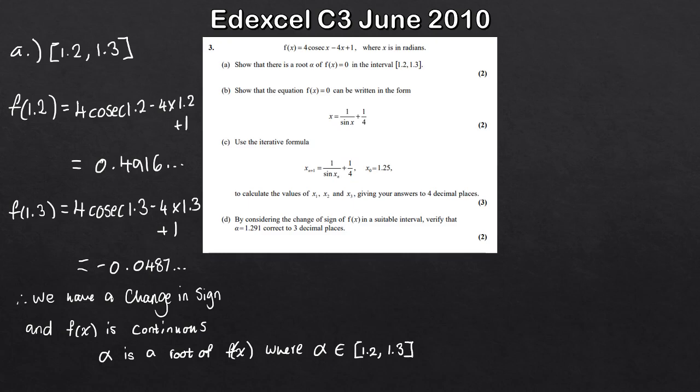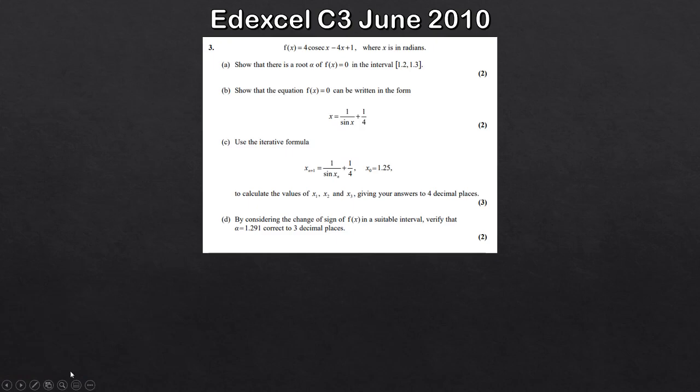Hopefully no issues there. Part B, this again is quite a standard one. Basically, we've got this original f of x, and we want to show that we can actually rearrange it to be the given equation here. So this just comes with practice. Once you've done a few of these, you should find these pretty straightforward. But take a little bit of a look at what we've got again, and then take a look at our original expression. Now, 4 cosec x.